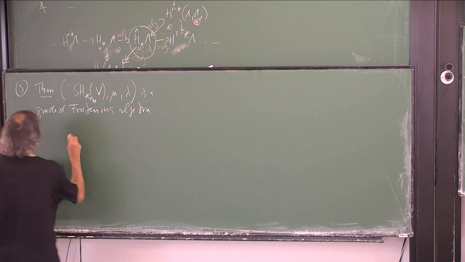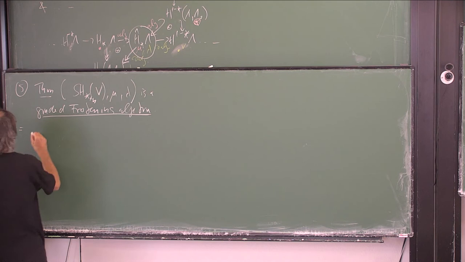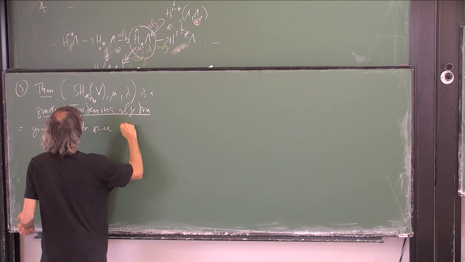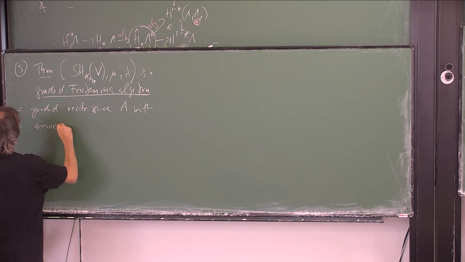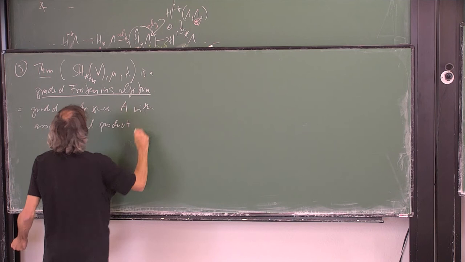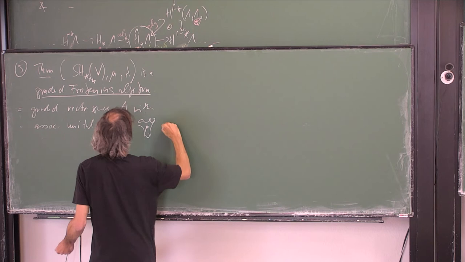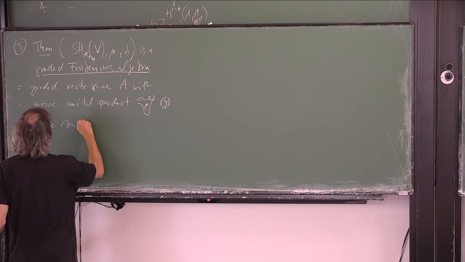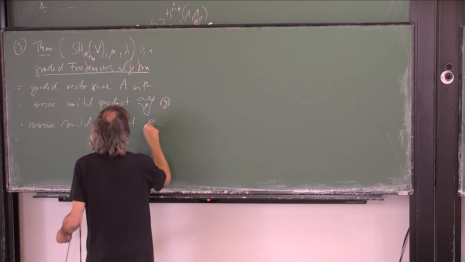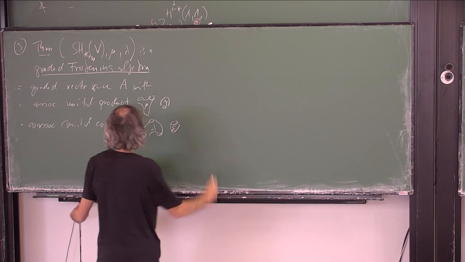meaning what? So what is a graded Frobenius algebra? It's a graded vector space A with the following structures. It should have a product, which should be associative, unital, which I will draw like this, mu, and the unit I denote by eta. And then it should have a co-associative, co-unital co-product that we denote lambda, and it has a co-unit, say epsilon.